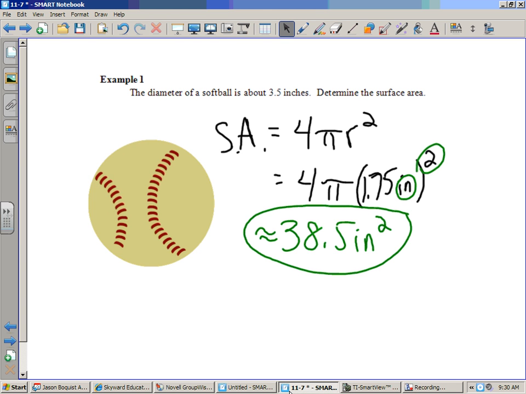Again, if you have different labels, you don't want feet and inches or something like that. You have to get them the same so that it comes out this way. Any questions on that one? Pretty straightforward, really.